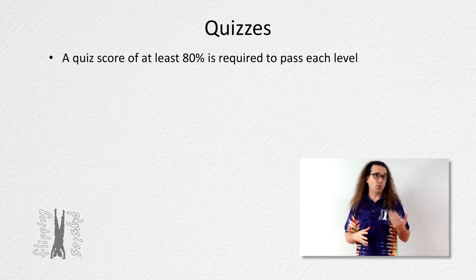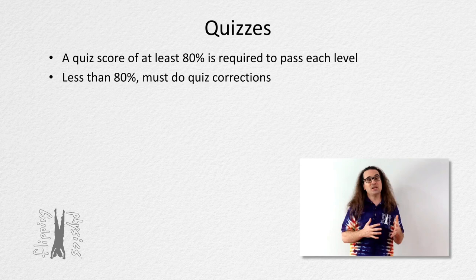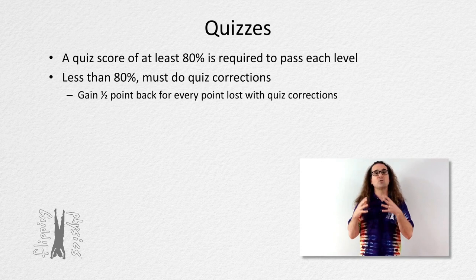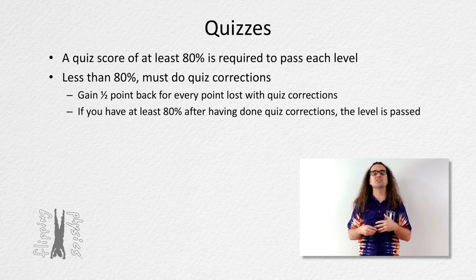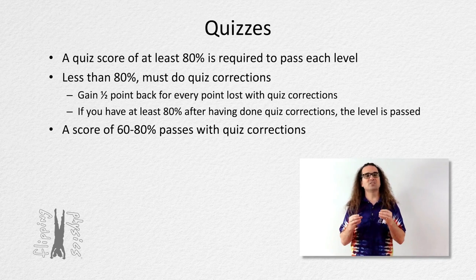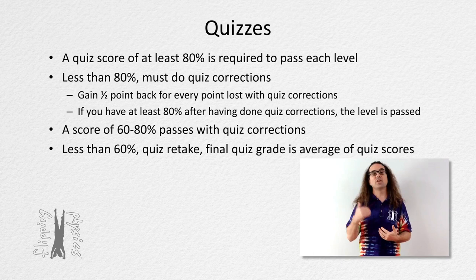Quizzes. A quiz score of at least 80% is required to pass each level. If a student gets less than 80%, they must do quiz corrections. They gain a half a point back for every point they lost when they do quiz corrections. And if they have at least 80% after quiz corrections, then the student passes the level. So notice 60 to 80% passes with quiz corrections. If a student gets less than 60%, they get to do a quiz retake, they also do quiz corrections, and their final quiz grade is an average of the quiz scores.